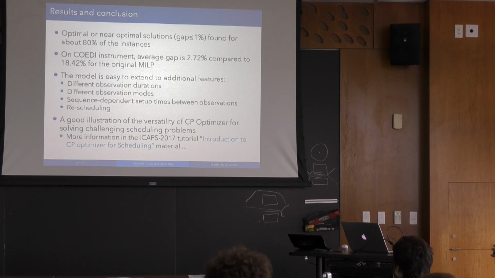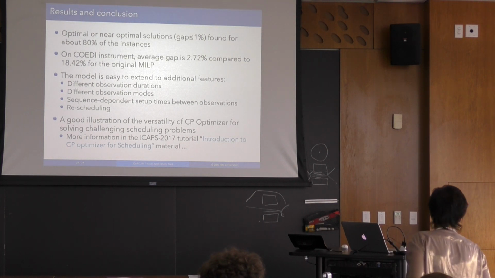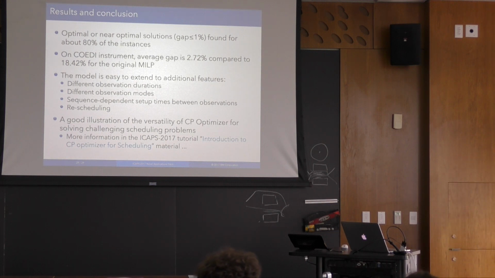As a conclusion, with this CP Optimizer model, we were able to produce near optimal solutions, with a gap of less than 1% for about 80% of the instances, and we reduced quite a lot the gap compared to the original solutions. The main interest of this model is that it's very easy to extend to additional features. If the duration depends on the observation, you just change one line in the model. The same goes for different observation modes, sequence dependent setup times, etc.